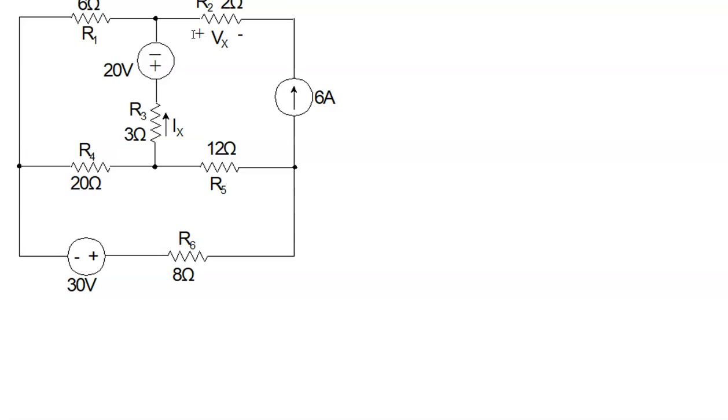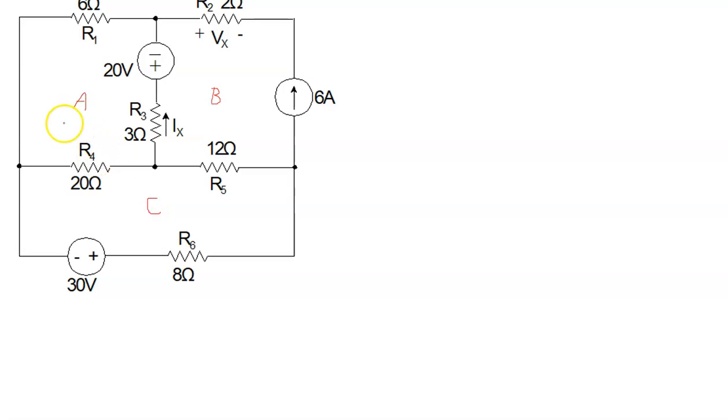So identify the meshes. Well, there's 3 of them, 3 loops that don't contain any other loops, so that means there's 3 meshes. And so I labeled them A, B, and C. I'll call this one mesh A. I'll call this one mesh B. And I call this one mesh C.